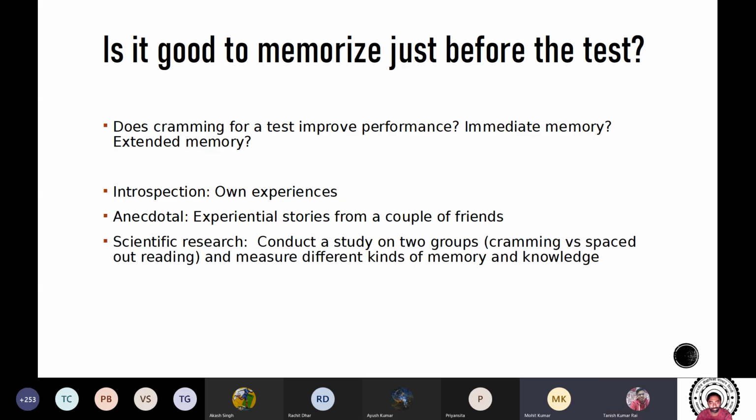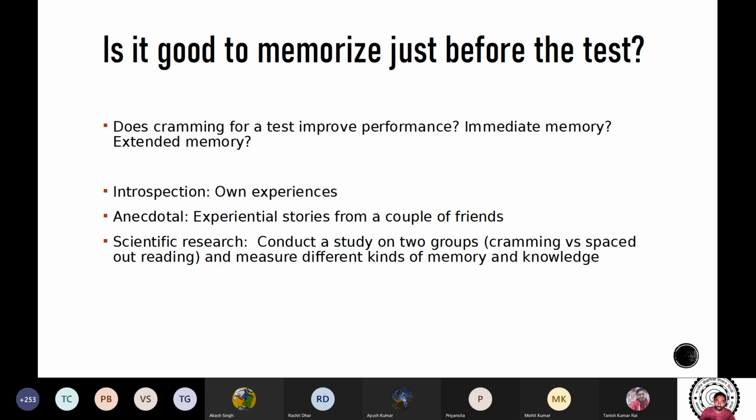Okay, so now what is scientific research and how do you do scientific research for the same thing? You can introspect, which you did. You can have anecdotes, which you also did. Now let's do science, or rather scientific psychology. So what you would do, for example, is conduct an experimental study, or a controlled study, as it is called, and you will manipulate between two groups of students from the same class. One group of students, you will tell them to cram before the exam. One group of students, you will tell them to read this topic over 1 week, which is called spaced out reading. And then you're going to measure different kinds of memory for the same passage and knowledge or understanding of that passage or that concept.